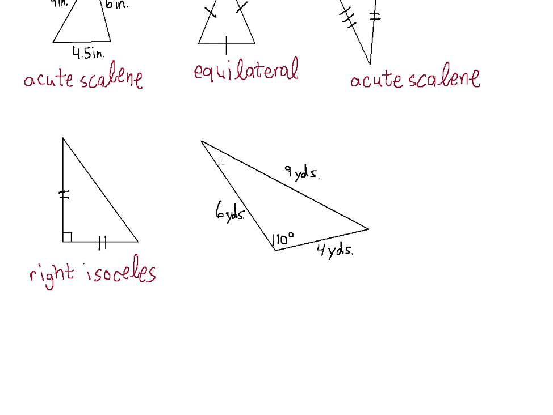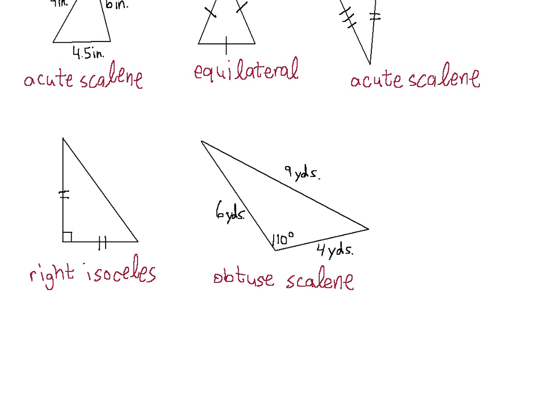Here we have a triangle with 3 different lengths for the sides, so we know that this is a scalene triangle. And we also have an angle that's greater than 90 degrees, called an obtuse angle. So this triangle is an obtuse scalene triangle. All right, very straightforward. Let's take a look at the next one.